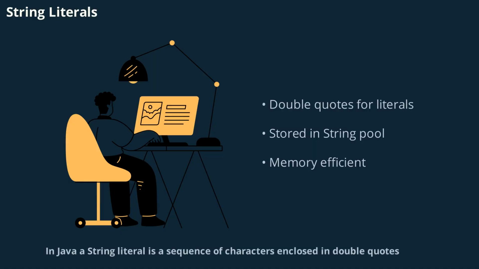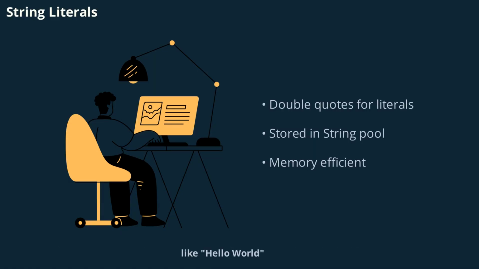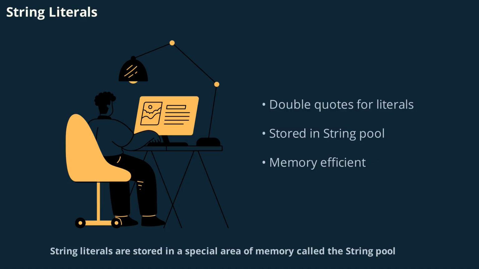In Java, a string literal is a sequence of characters enclosed in double quotes, like "Hello World." String literals are stored in a special area of memory called the string pool. When you create a string literal, Java checks the pool first. If the literal already exists, it returns a reference to the existing object. This approach saves memory and improves performance, making string literals efficient for repeated use.